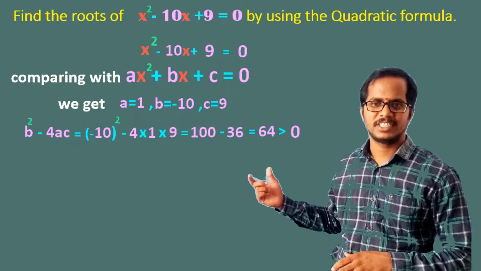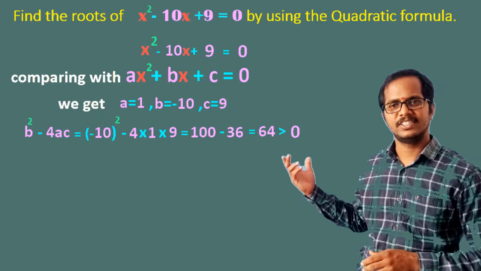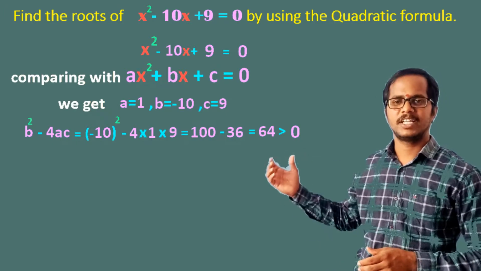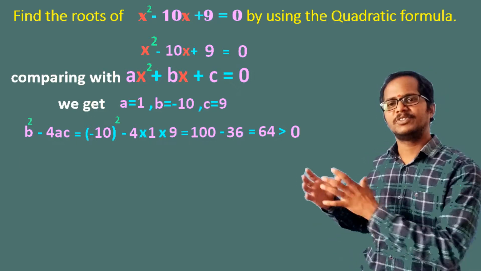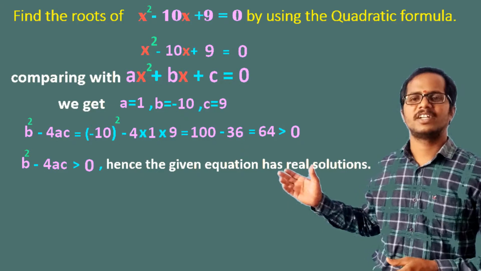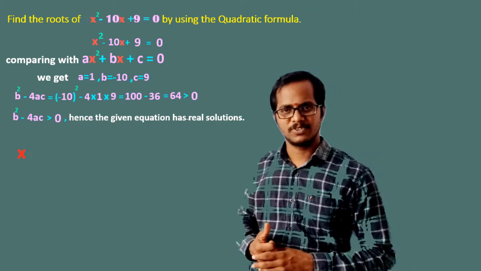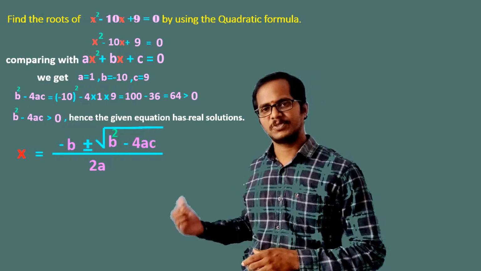And here 64 is a positive real number, so its value is greater than 0. So as we get b square minus 4ac value greater than 0, we can use the quadratic formula to find the solution. So let us use the quadratic formula, that is x equals minus b plus or minus square root of b square minus 4ac by 2a.